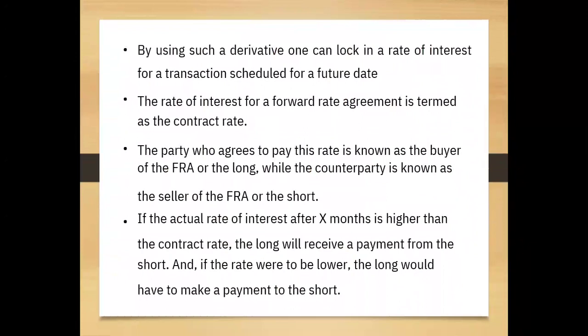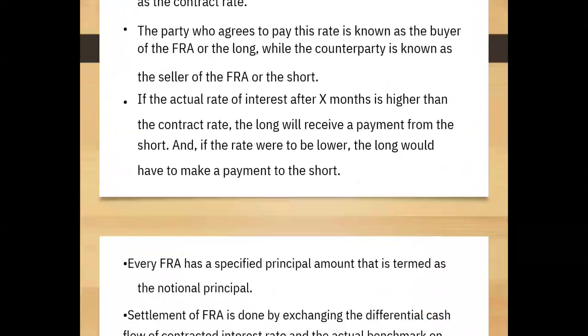By using such derivatives, one can lock in a rate of interest for a transaction which will happen at a future date. The rate of interest for a forward rate agreement is termed the contract rate. The party who agrees to pay this rate is known as the buyer of the forward rate agreement, or the long, while the counterparty is known as the seller of the FRA, that is, the short. If the actual rate of interest after some months is higher than the contract rate, the long will receive payment from the short. If the rate were lower, the long would have to make payment to the short.